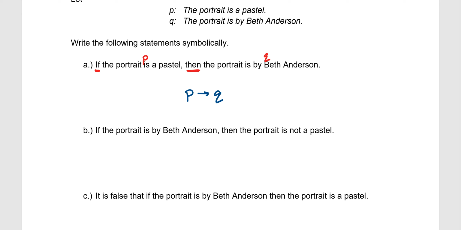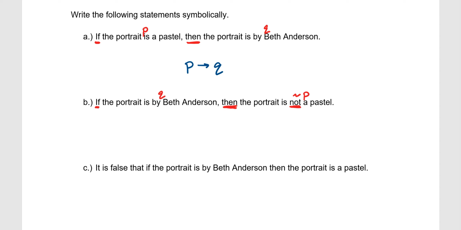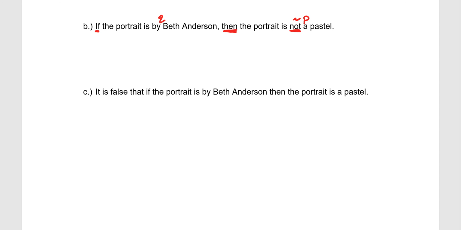Okay, for the next one we have if the portrait is by Beth Anderson, then the portrait is not a pastel. So for this one, first thing we realize is that it's a conditional. We have if then. Second thing is that we have the opposite order. So statement Q is actually first. And then for the second part, statement P is negated. So it's going to be the negation of P for the second statement. So the way that we're going to write this is going to be Q, and then the conditional, and then the negation of P.